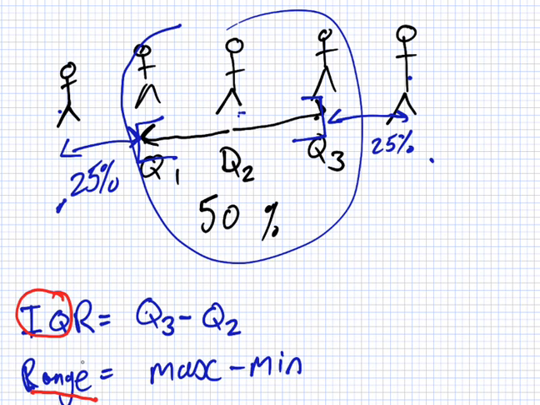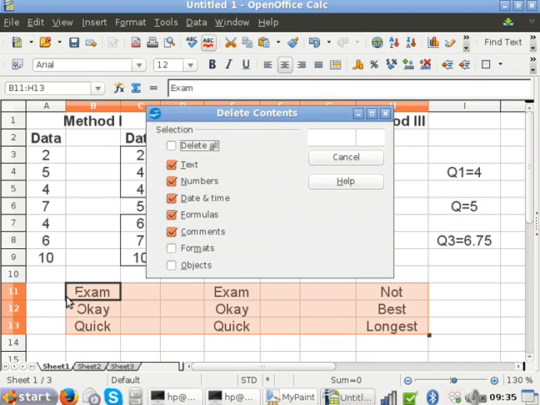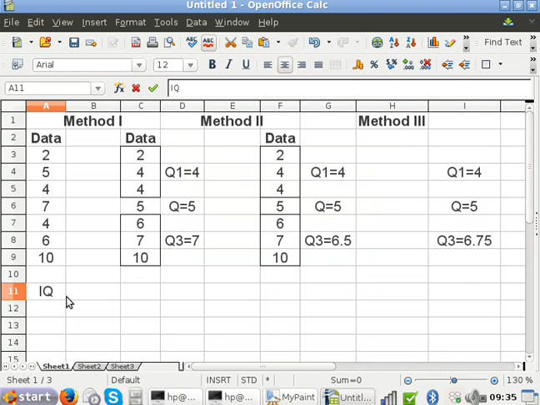Yeah? Okay. Can I go back to my data for a moment? Let me just get rid of these notes here. So let's calculate the interquartile range. For the first group, it would be what minus what? 7 minus 4, which is 3. And in this one here, 6.5 minus 4. And then here, 2.75. This is the interquartile range.